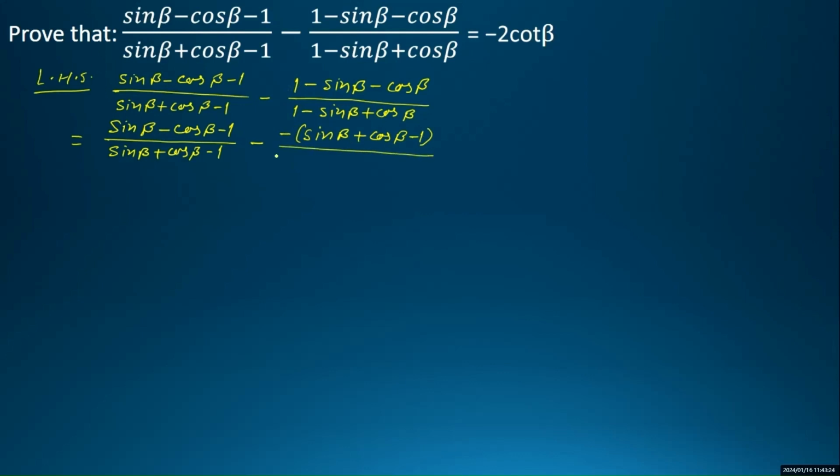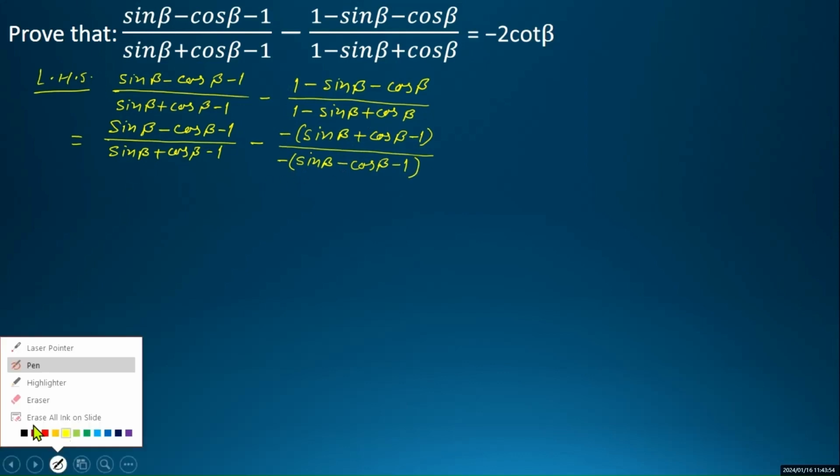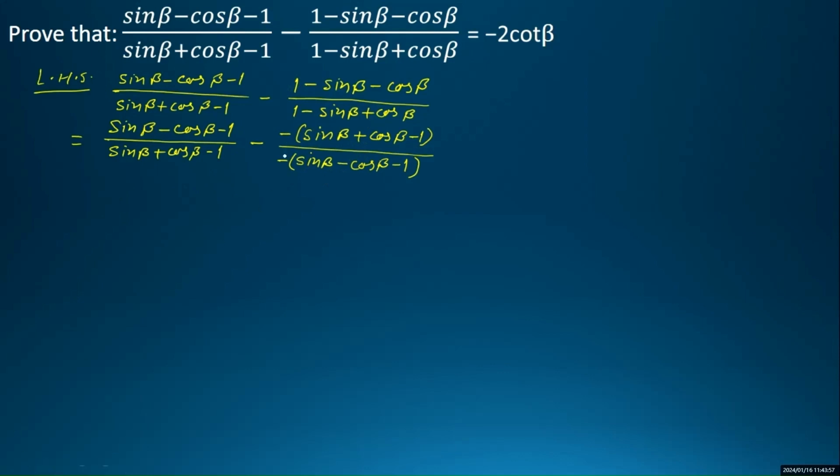Let's do the same in the denominator also. Let's take minus common. Sin beta is negative, it will be positive. Cos beta is positive, it will be negative, minus cos beta. 1 is positive, it will be negative, minus 1. Now all of the terms are in the same order, but this minus and this minus can be cancelled.